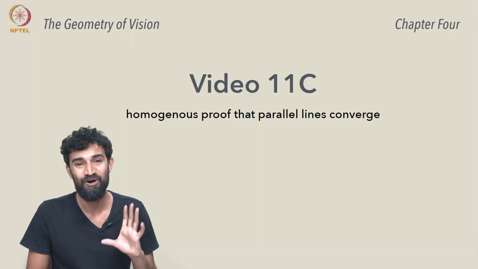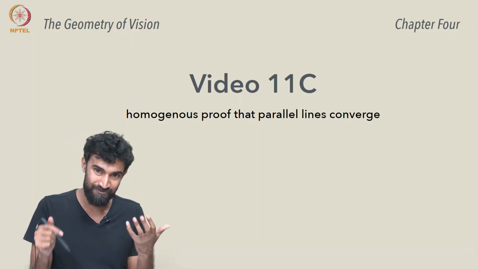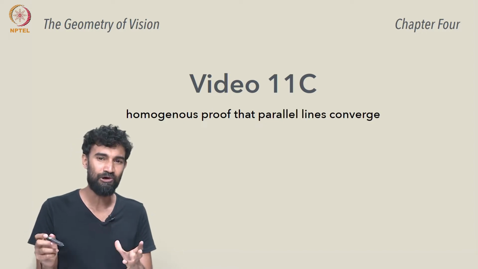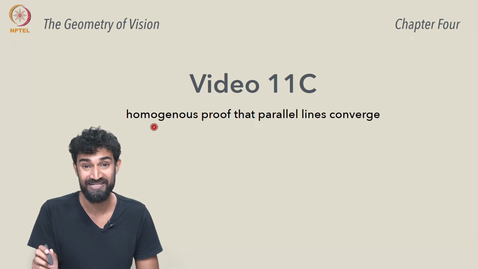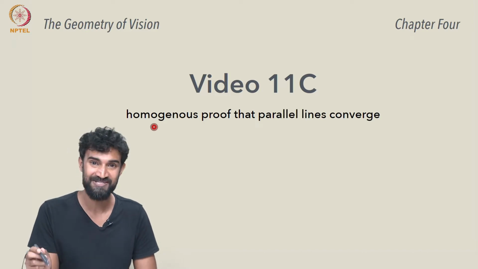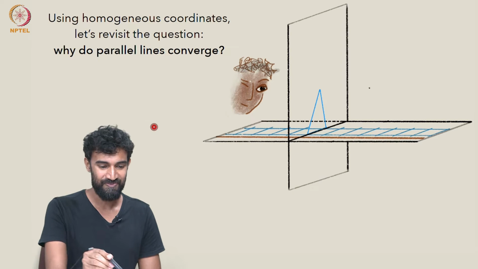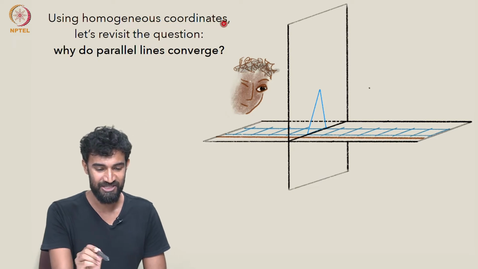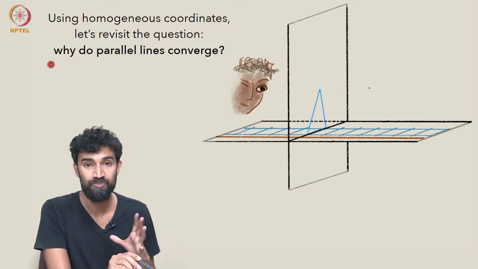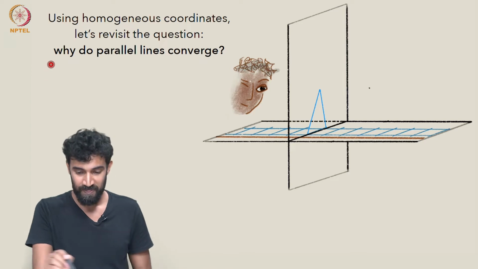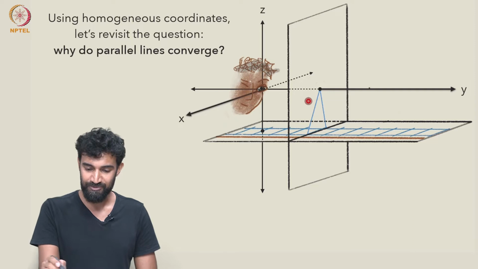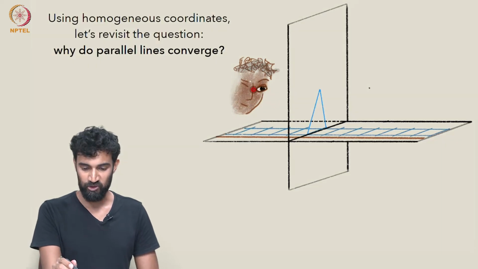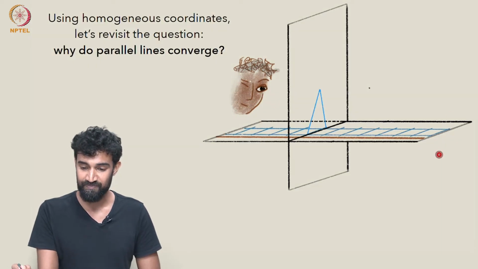Okay, so now let's put homogeneous coordinates to use and prove something that we've proved before, but we'll prove it in a slightly more precise way this time, and a way that generalizes a bit more easily. So, using homogeneous coordinates, let's revisit the question, why do parallel lines converge? And let's just bring back our old setup where we're looking at railway tracks in a ground plane and seeing them on a picture plane.